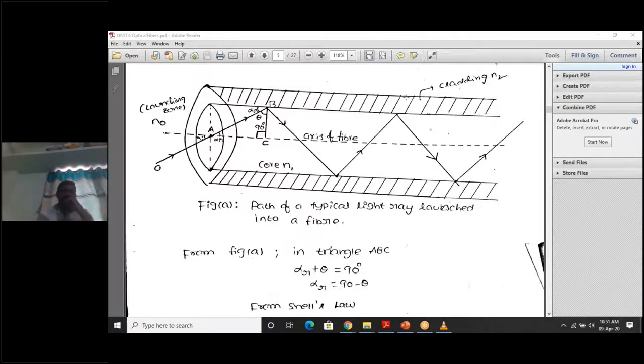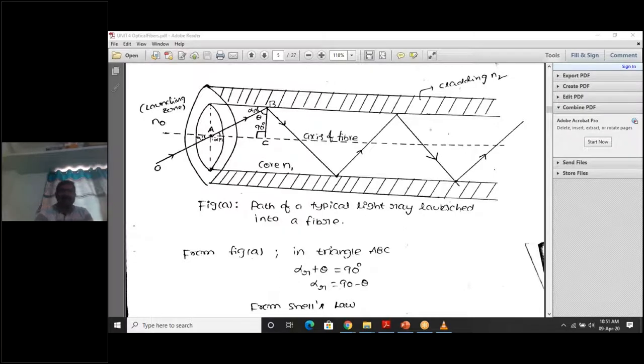Here what I need is this point. Let us consider triangle A, B, C. In this triangle, this alpha R plus this theta is equal to 90 degrees. Here I draw a normal, and the angle between this normal and this axis is 90 degrees.